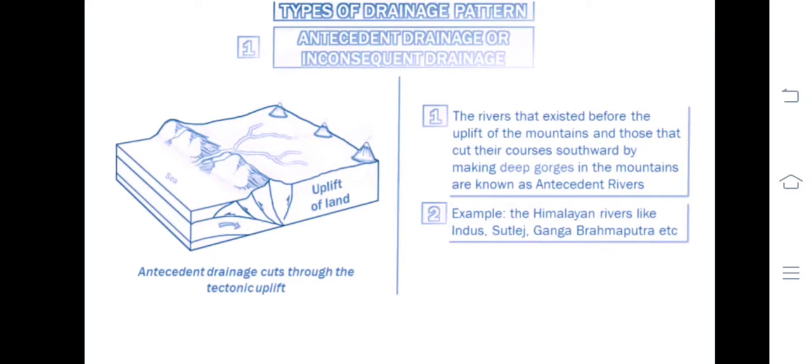Yes, you have two Himalayan systems. If you have two mountains, and in between you have a deep gorge, the whole picture is called your deep gorge. The antecedent drainage cuts through the tectonic upliftment because of the upliftment of your land system.